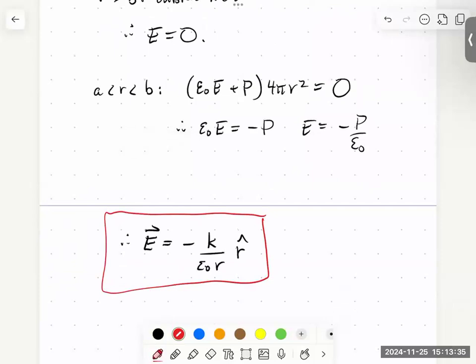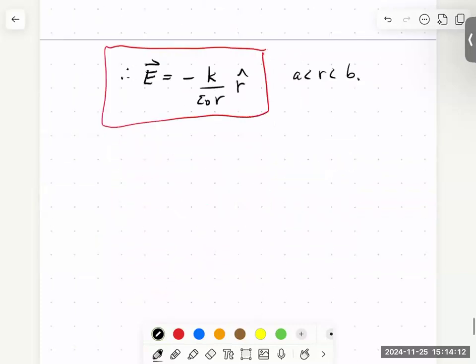And so therefore, E is equal to minus K over epsilon naught R in the R hat direction. And this is true for R inside the actual dielectric material. Notice again that this electric field is opposite the direction of the polarization. That negative sign emerges. The only other thing I'll say is that we could repeat this problem and find the exact same results using an analysis of the bound charges.